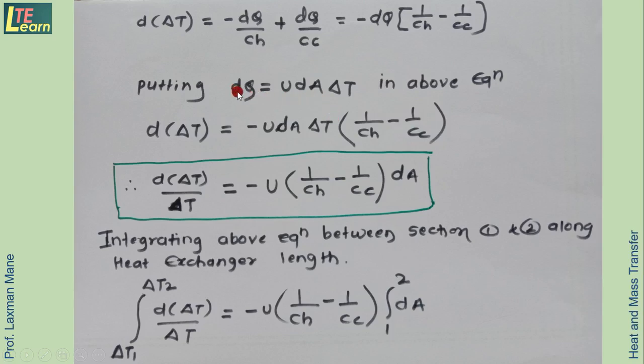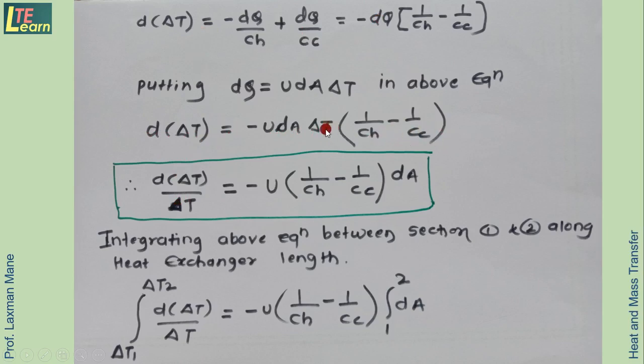Now putting dq is equal to U into dA into delta T, this is the basic formula, we will put at this place. So the above equation will be what? d of delta T is equal to minus U dA delta T into this bracket.